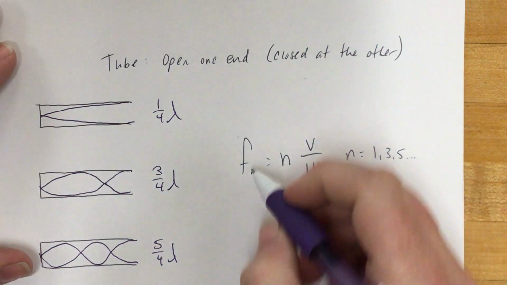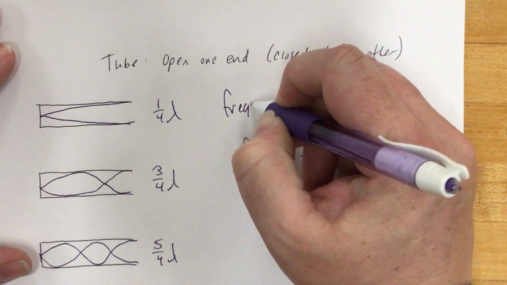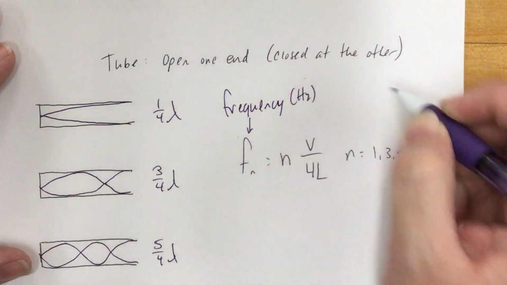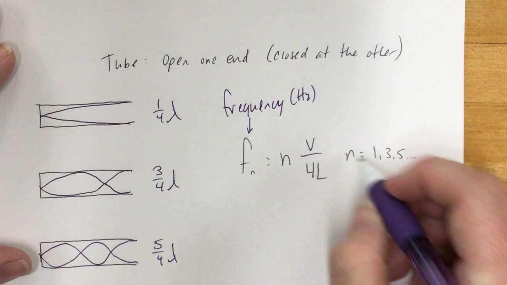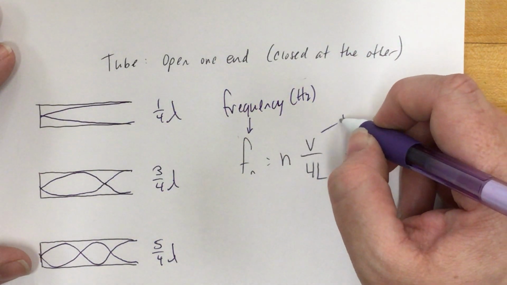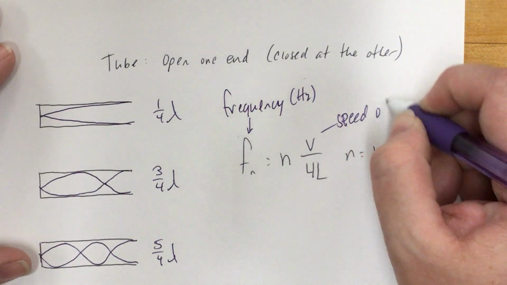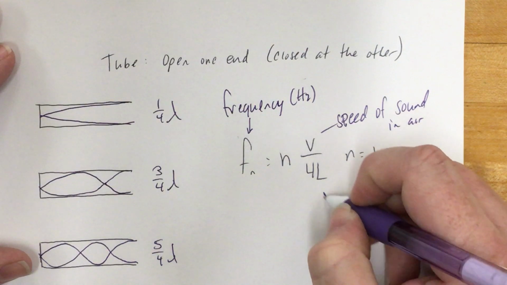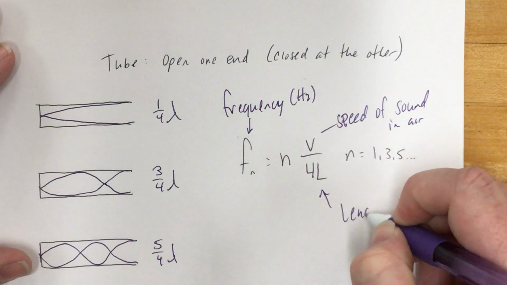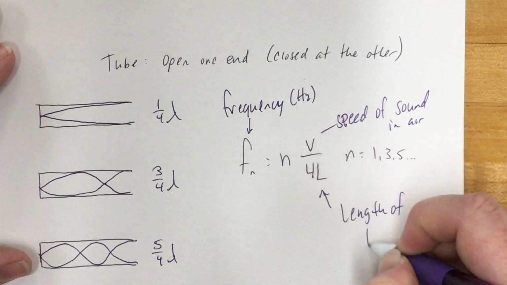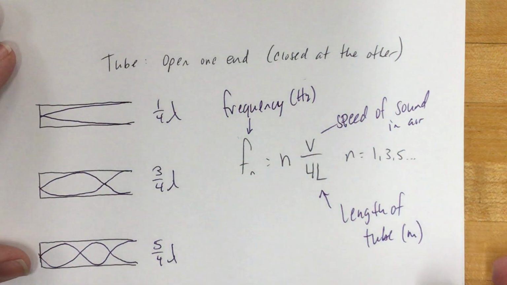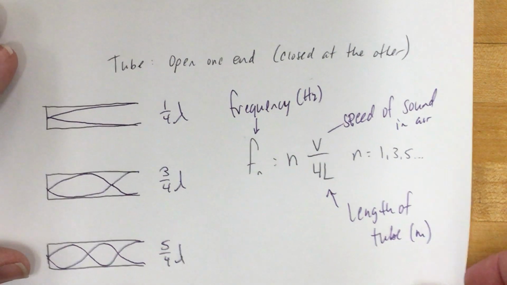Again, you have your frequency in hertz. You have your n values that are here. You have the speed of sound in air. And you have the length of the tube in meters. Just like that.